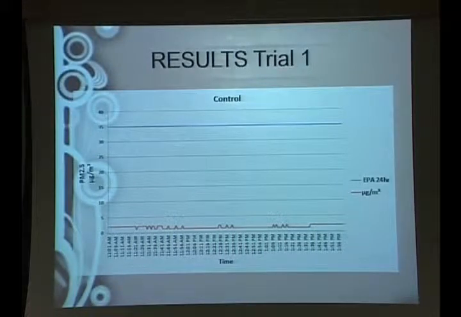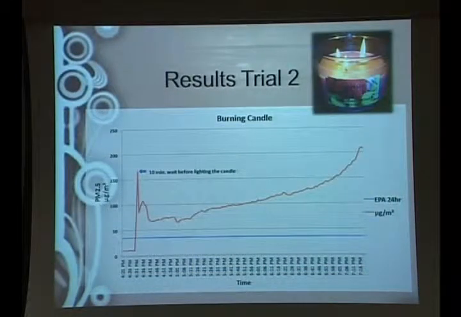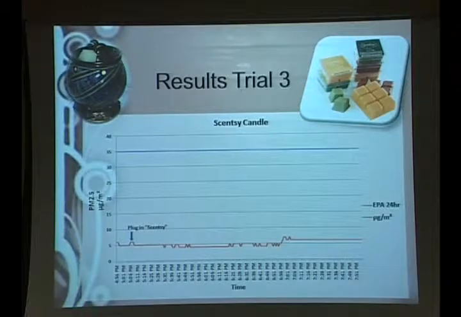So the results for trial one, which was just the control, as you can see, stayed well below the standard EPA. For trial two, the burning candle, as you can see, after the 10-minute mark, it spiked high. We think this is caused by the match that we lit, because of the smoke created from the match, and also because it continues to climb from the candle actually releasing the particles into the air. This is trial three, the Sensi candle. As you can see, it did spike when we plugged in the candle, but for the most part it stayed well below the standard EPA. So it is healthy.